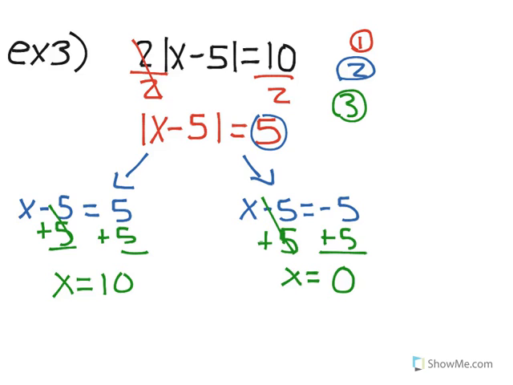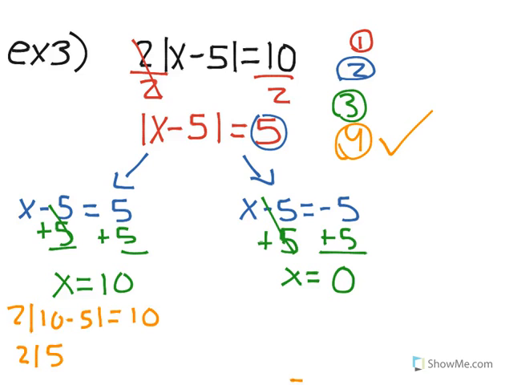And then we're going to do step 4, which is check. So 2 times |10 minus 5| is equal to 10. 2 times the absolute value of 5, which is just 5, is equal to 10, so 10 is equal to 10. That's correct.